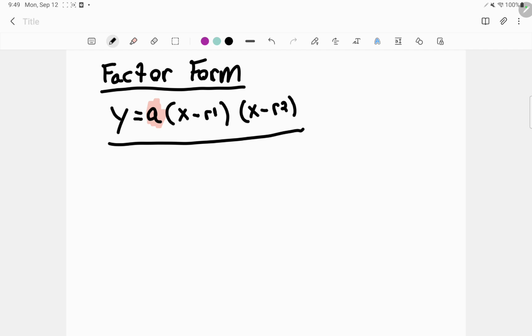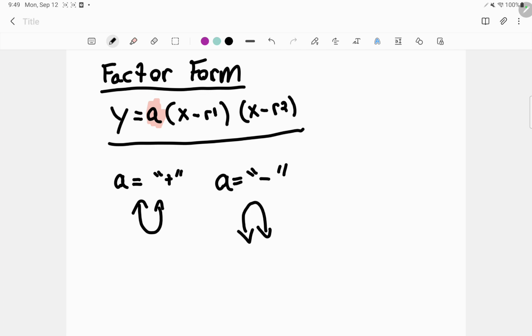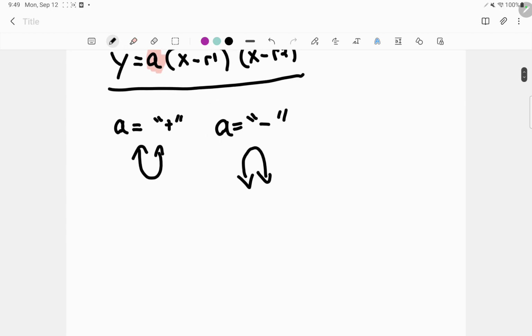But I just want you to look at A. So if you get this type of problem, you have A. Again, if A is equal to a positive, then you're going to have concave up, just like on the last two. If A is equal to a negative, then you're going to have a concave down. That's literally all it takes. Okay, that's going to be the very first thing that you need to do.